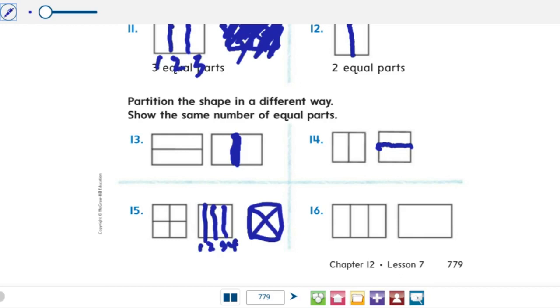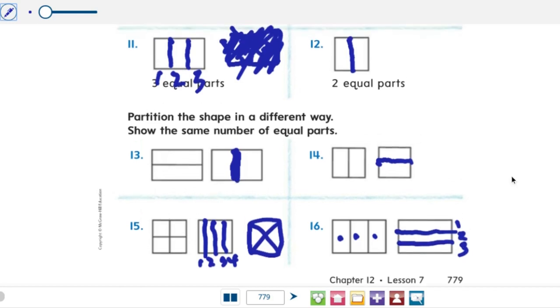For number 16, I need 1, 2, 3 equal parts. I'm just going to go ahead and cut it across and then cut it across again, and 1, 2, 3 equal parts. All right, that's how we can do those in different ways.